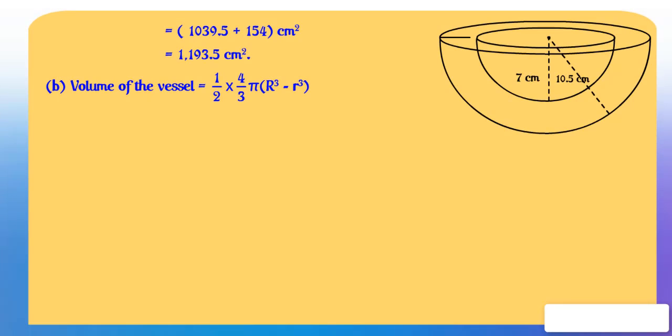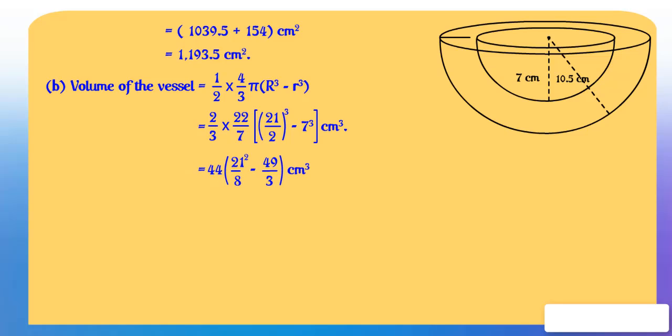B. Volume of the vessel is equal to 1 by 2 into 4 by 3 pi (capital R cube minus small r cube), which is equal to 2 by 3 into 22 by 7 into ((21 by 2) whole cube minus 7 cube) centimeter cube, which is equal to 44 into (21 squared by 8 minus 49 by 3) centimeter cube, which is equal to 44 into 931 by 24 centimeter cube, which is equal to 10,241 by 6 centimeter cube.